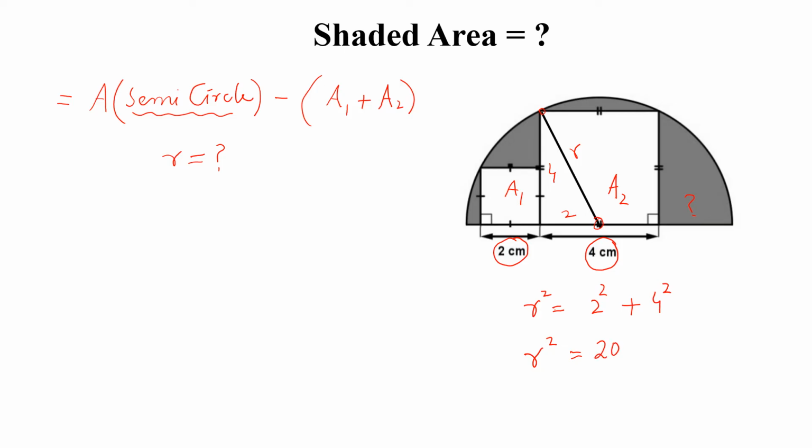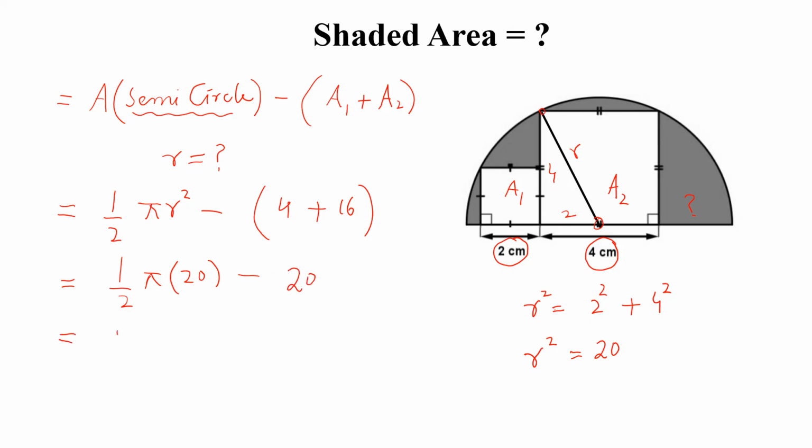So the area of the semicircle will be equal to half of pi r square minus the area of the small square, which is 4, plus the area of the large square, which is 16. Now simplify this: half of pi and r square is 20, minus 16 plus 4, so this is 20. Simplify this, 10 pi minus 20, and this is the required answer.